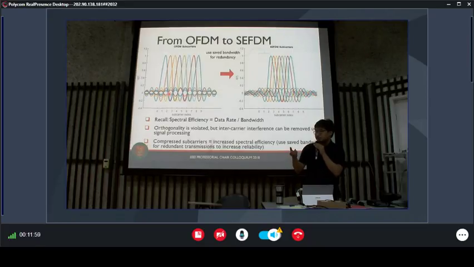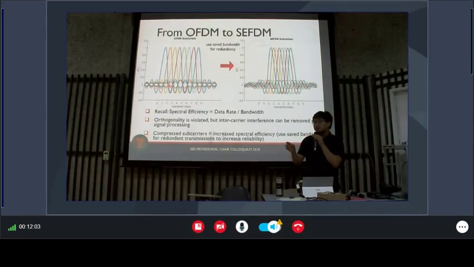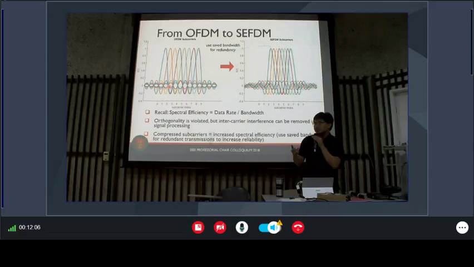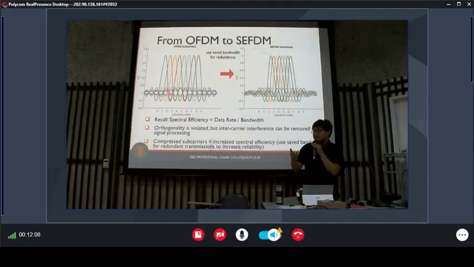And since we are able to overlap the subcarriers, there are no guard bands, so we can say that OFDM has high spectral efficiency.